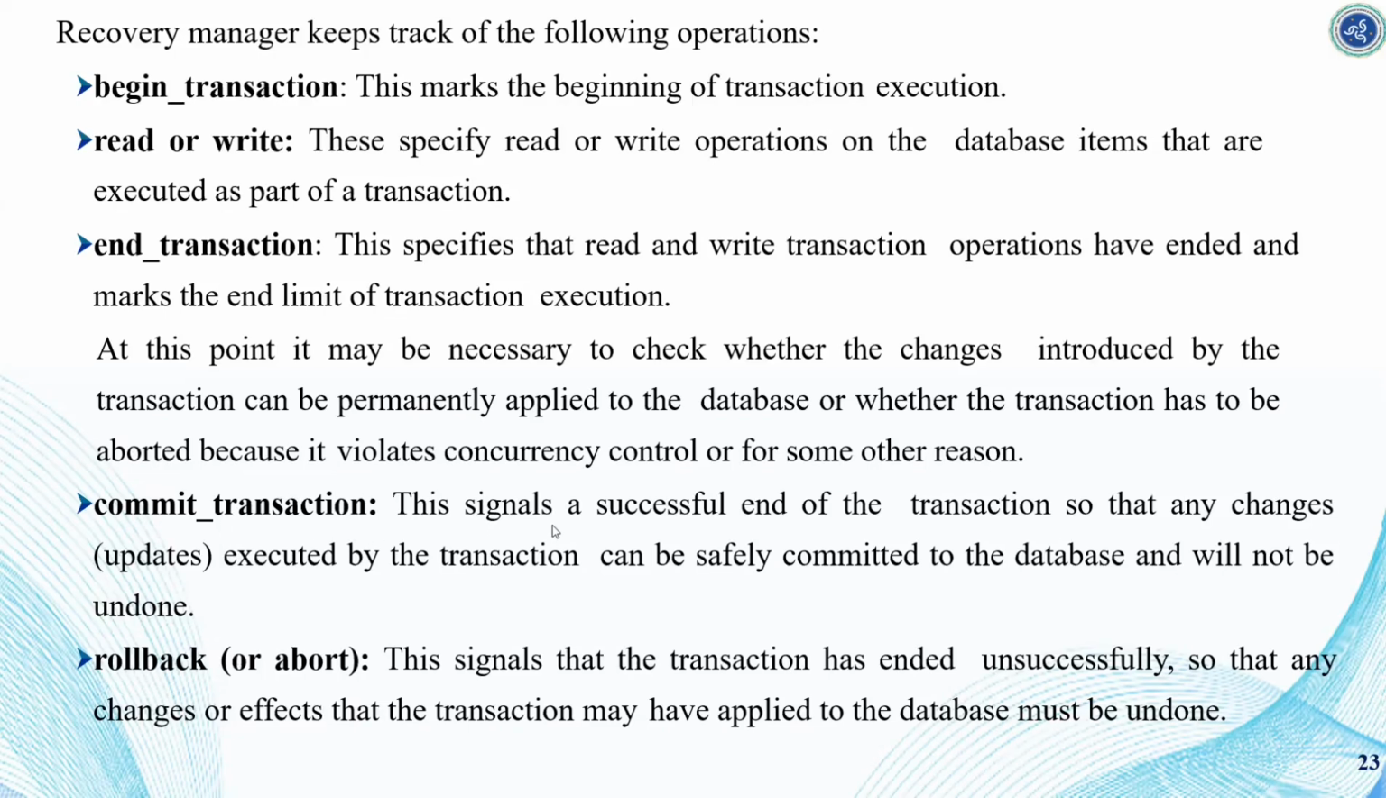That is, after the end transaction, if we want to save the updated value of the data items permanently into the disk, then we have to do the commit transaction. Okay. Next one is the rollback. That is, if your transaction is ended unsuccessfully, then we need to undo all the changes that have been done by the transaction. So that is what we are doing in a rollback operation.